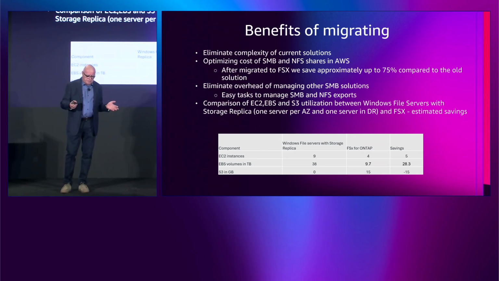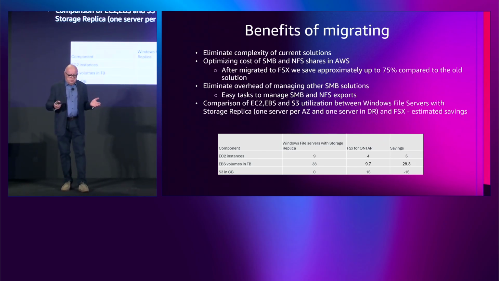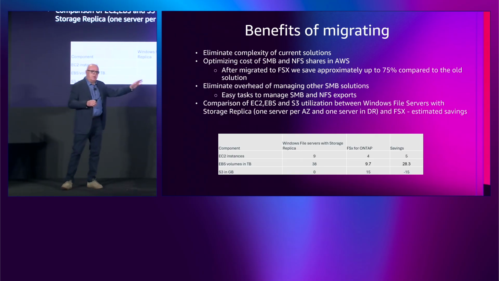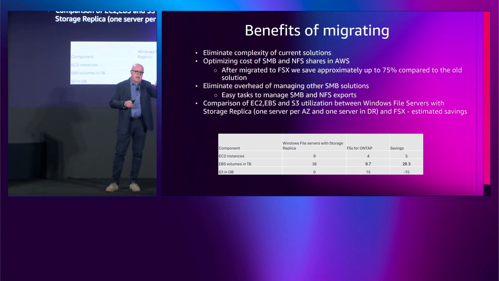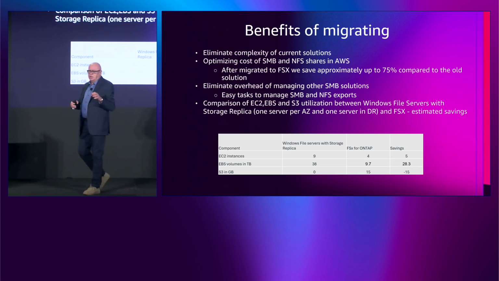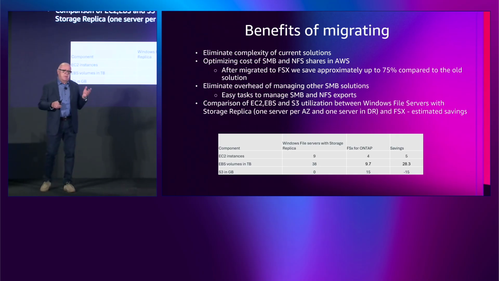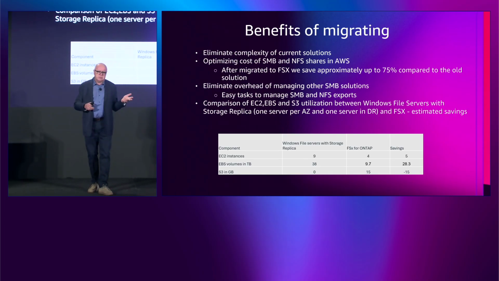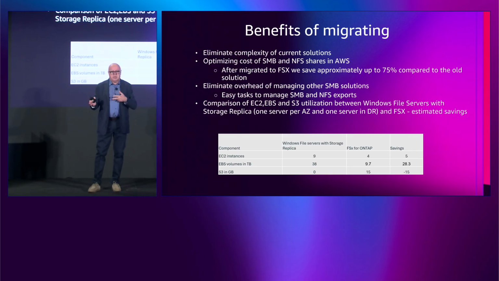And the benefits of the migration, what we did. We eliminate the complexity of our current solution, managing NAS, Windows file servers, etc. Right now we have everything under one pane of glass. We also optimize the cost of SMB and FSx shares in AWS. After migration from all our solutions, which we have on-prem and in AWS, our cost has been reduced by approximately 70%. And why? Because we introduced deduplication and compression, and with auto-tiering, the cost of S3 is much lower compared to putting everything on SSD.